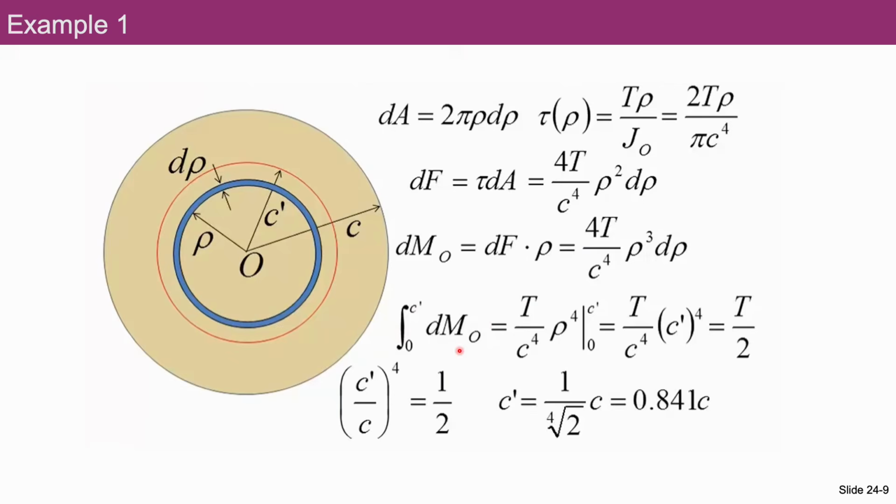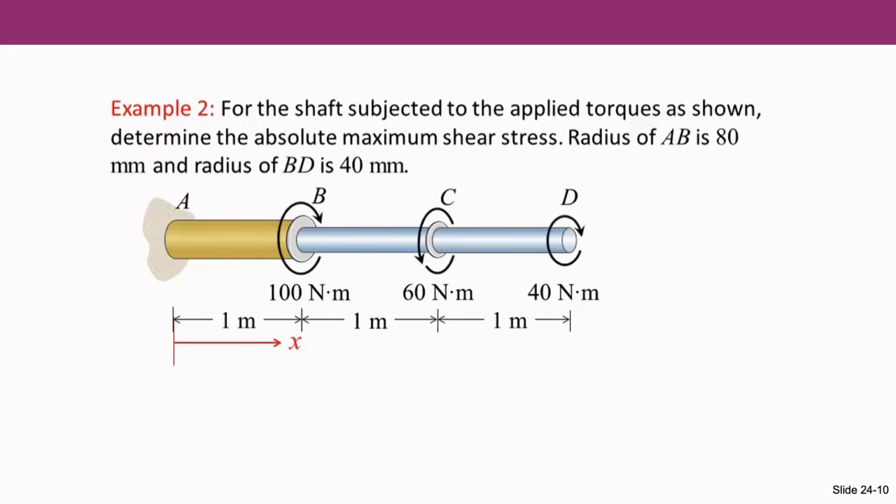So when we integrate this differential moment, according to the problem statement, this must be equal to half of the torque T, half of the applied torque. Which means that when we integrate this differential moment from 0 to C prime, this must be half of the applied torque. So when you solve for C prime by using this equation, C prime as a function of C is as follows. C prime is equal to 0.841 times C.